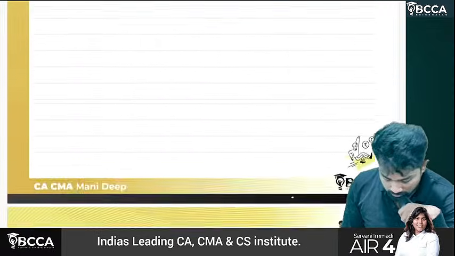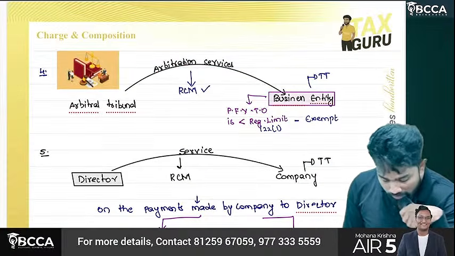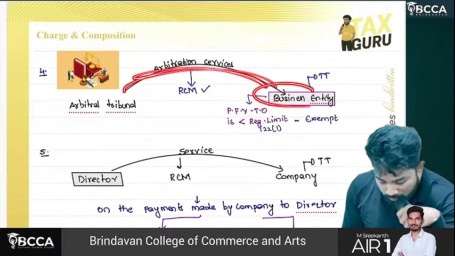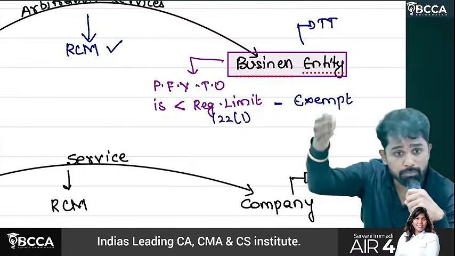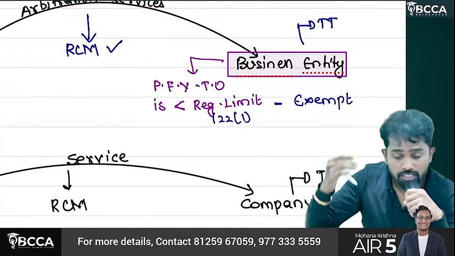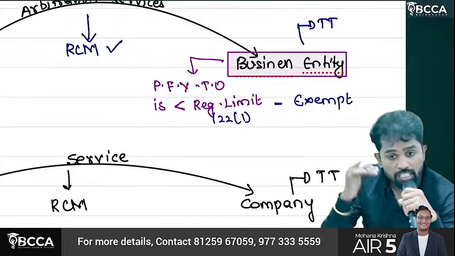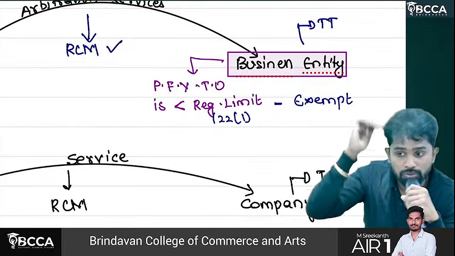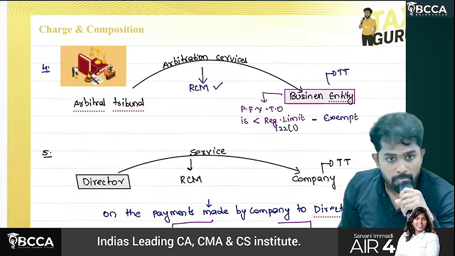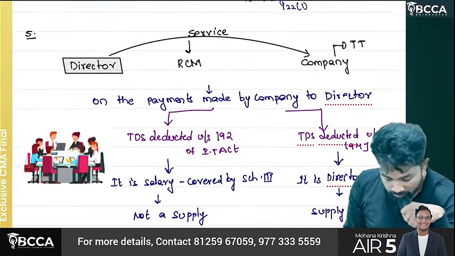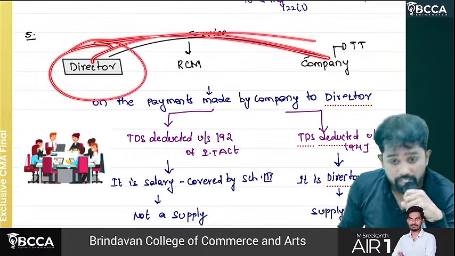So an arbitral tribunal providing services to a business entity whose preceding turnover is less than the registration limits I said previously, then that is exempted. If the turnover is above or equal to the registration limit, then what? RCM is applicable. Then, director providing service to a company.